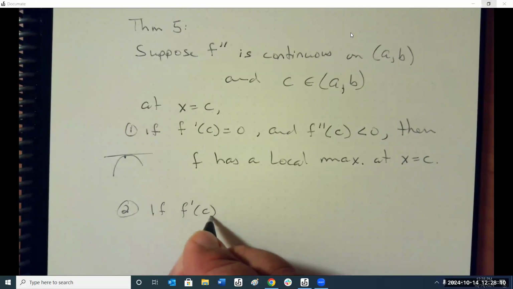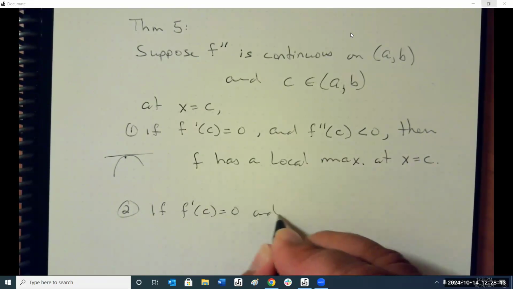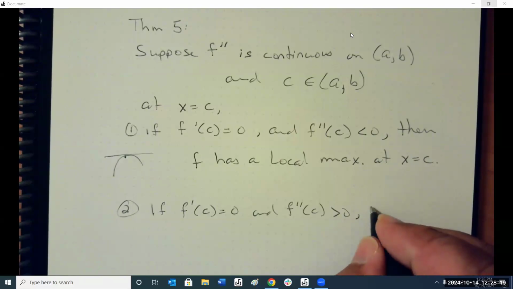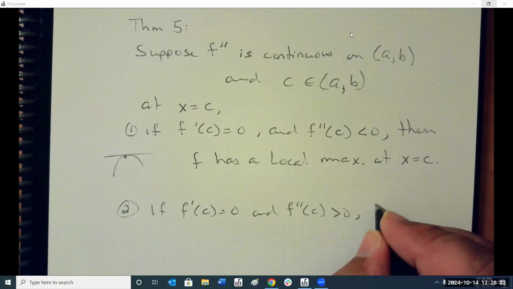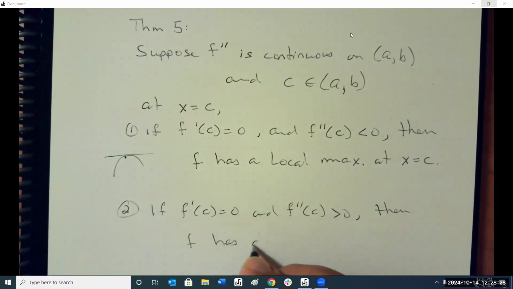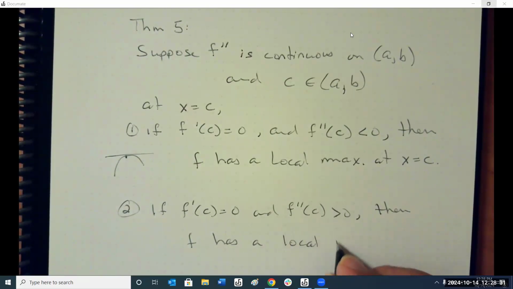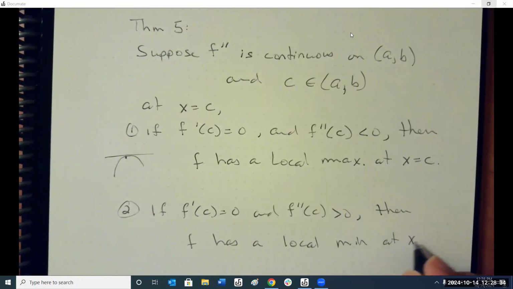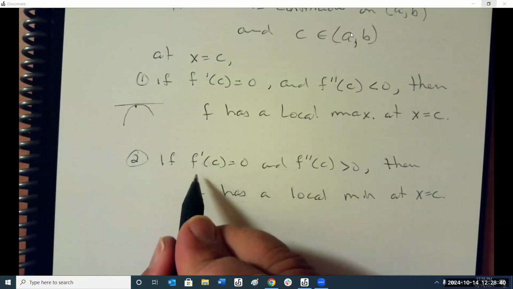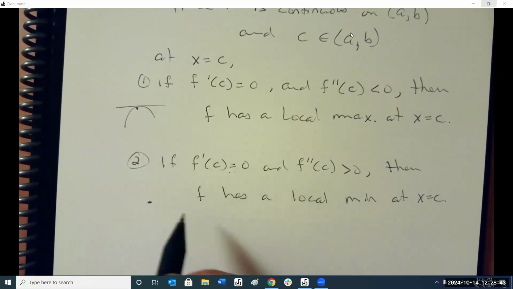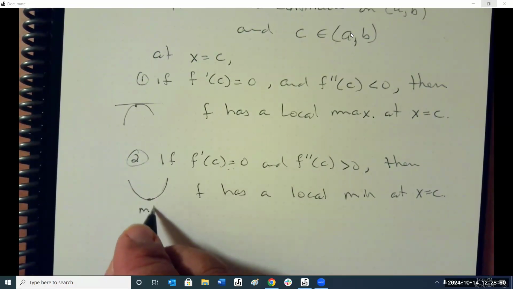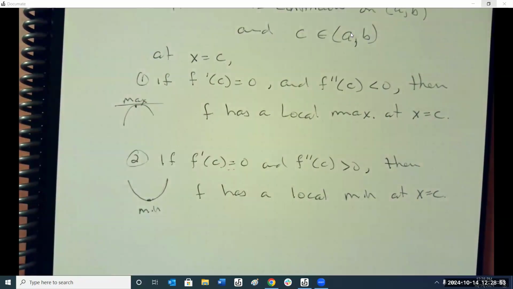If f prime of C equals 0 and the second derivative at C is positive, then f has a local min at x equals C. So the first derivative at C is 0, it's a vertex, and it's positive, so it's concave up. Min, max.